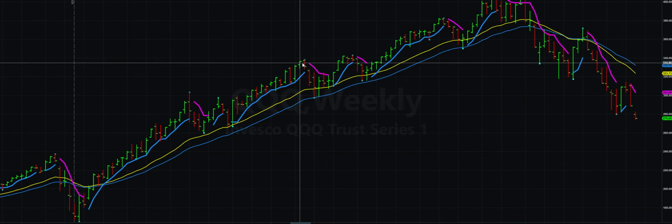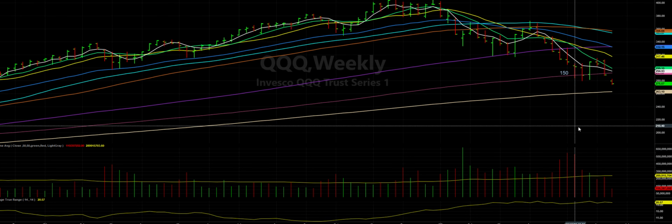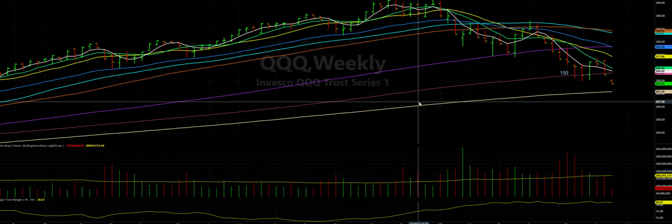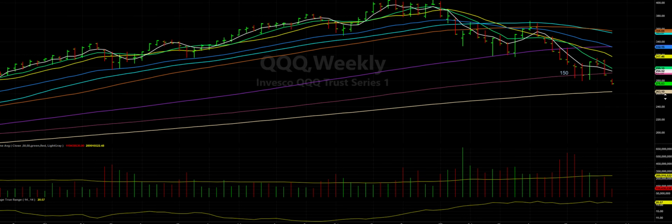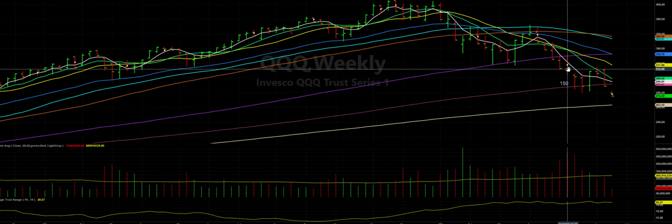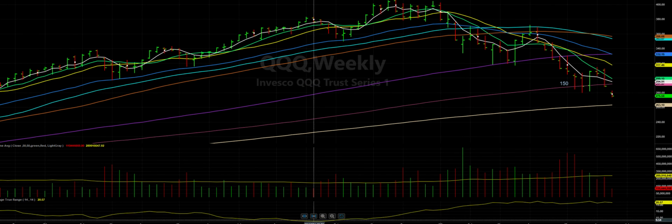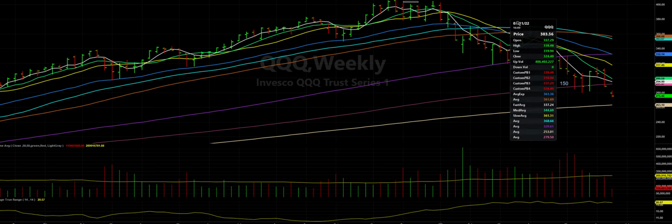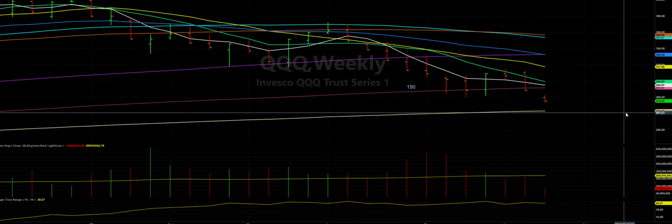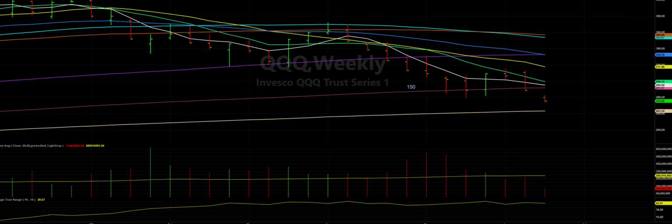Let's look at the weekly chart. I want to show you the weekly chart with the moving averages. Now, we talked about this new moving average that I put here, which is the 150-week moving average. Well, for the QQQs, we broke below the 150-week moving average, and we're coming back to the 200-week moving average. Now, look, this 200-week moving average has to hold that support. If we break below the 200-week moving average, and we don't do that too often, the bottom can fall out.